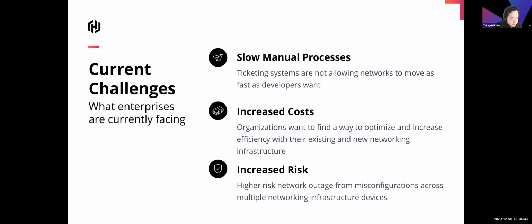It's not only a problem for the delivery phase, but also for day-to-day operations, like when applications scale up and down. And in addition to that, these manual processes present a risk to the organization by increasing the likelihood of network outage from misconfiguration of multiple network devices. It sometimes directly impacts the IT cost.